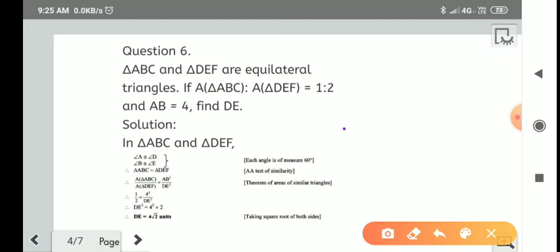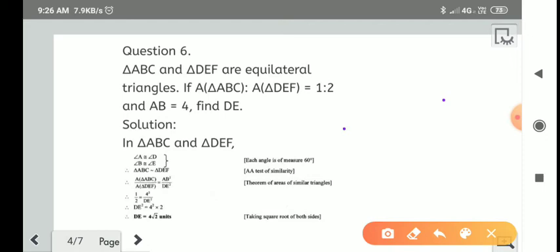Now see here, it is not given in the question that the triangles are similar. That is, we don't know whether the triangles are similar or not. We can apply the theorem of ratio of areas of similar triangles only to those triangles which are similar. So here we have to first prove that the two triangles are similar, then we can apply the theorem of areas of similar triangles. Okay.